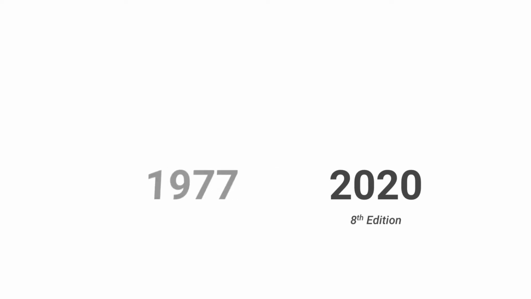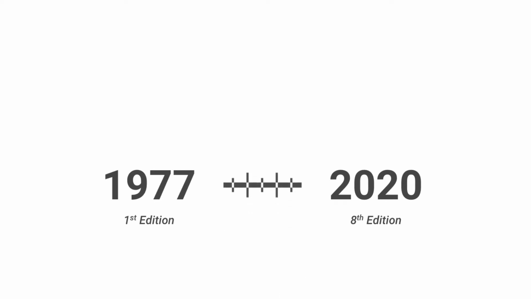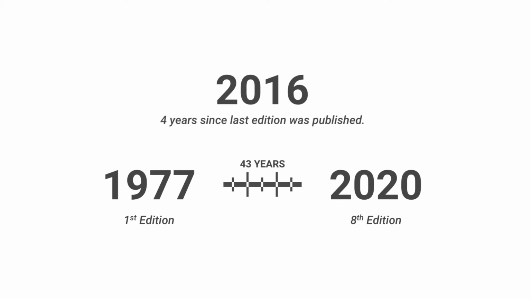So currently in the year 2020, MLA formatting and citations are in its 8th edition, beginning back in 1977 with the first edition. So there's actually a 43-year span between them. The current 8th edition was last published in 2016, so it has been 4 years since then.